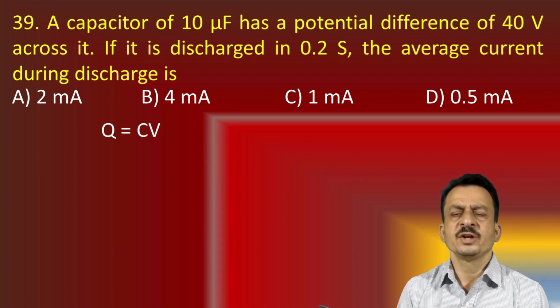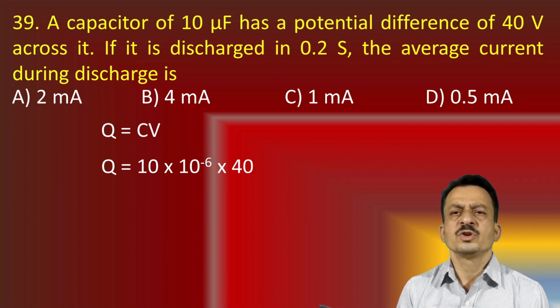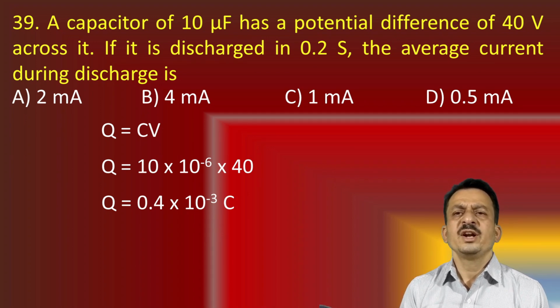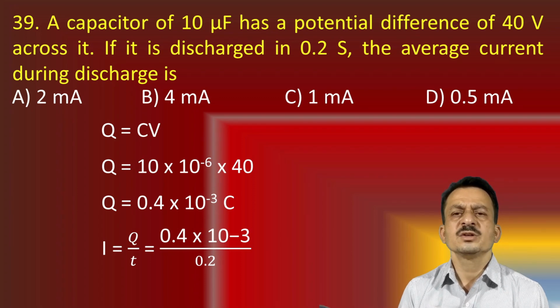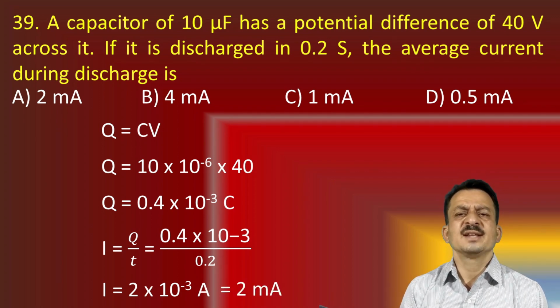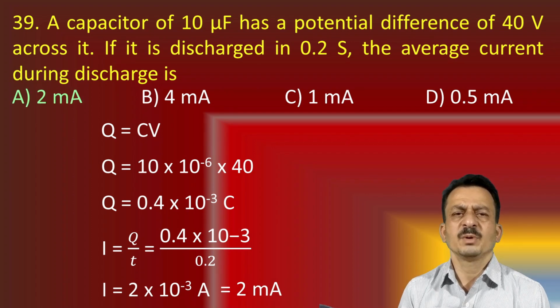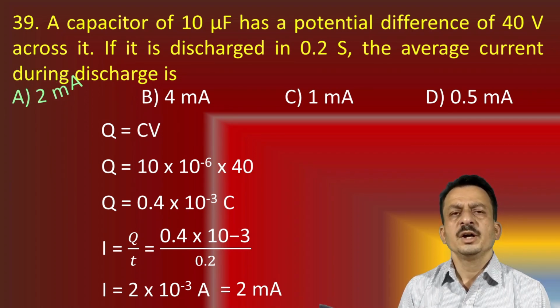Now charge Q is equal to C into V. Now 10 into 10 to the power of minus 6 into 40, or it is 0.4 into 10 to the power of minus 3 coulomb. This is the charge. When it is discharged in 0.2 second, the current I is equal to charge divided by the time, Q by T. Q is 0.4 into 10 to the power of minus 3 divided by 0.2. Therefore, it is 2 into 10 to the power of minus 3, that is 2 milliamps is the right answer. Hence, A is the right answer here. Simple problem. Next problem.